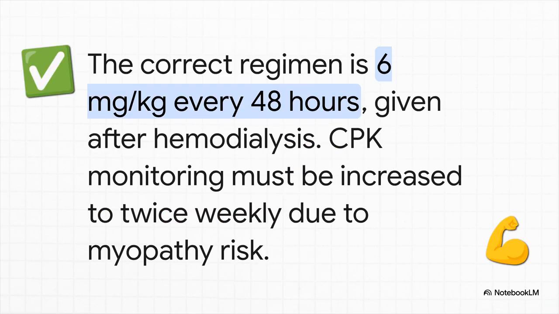The right answer is 6 milligrams per kilogram to target the bacteremia, but, and this is key, the dosing interval gets stretched out to every 48 hours. So why do we do that? In patients with no kidney function, daptomycin's half-life gets massively prolonged, going from about 8 hours all the way up to nearly 28 hours. If you dosed him daily, the drug would accumulate fast, putting him at a really high risk for myopathy. So we extend the interval, we give the dose after his dialysis session to avoid clearing it, and we ramp up our vigilance by checking his CPK levels twice a week.